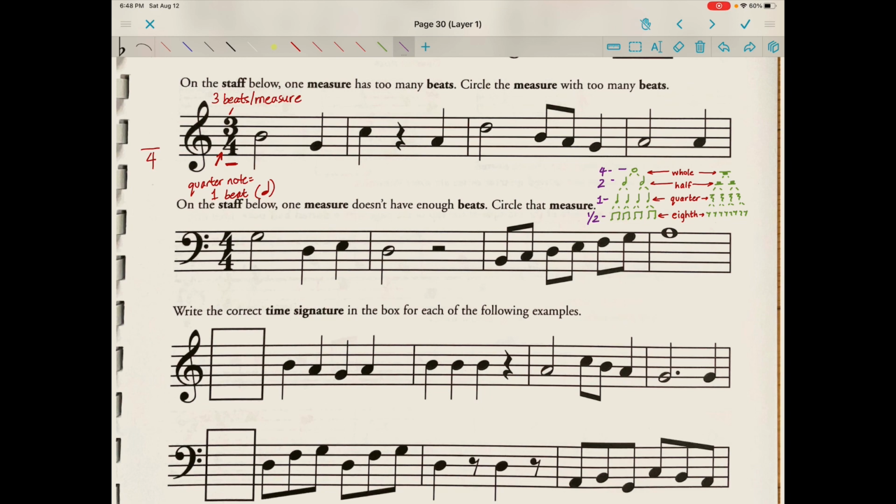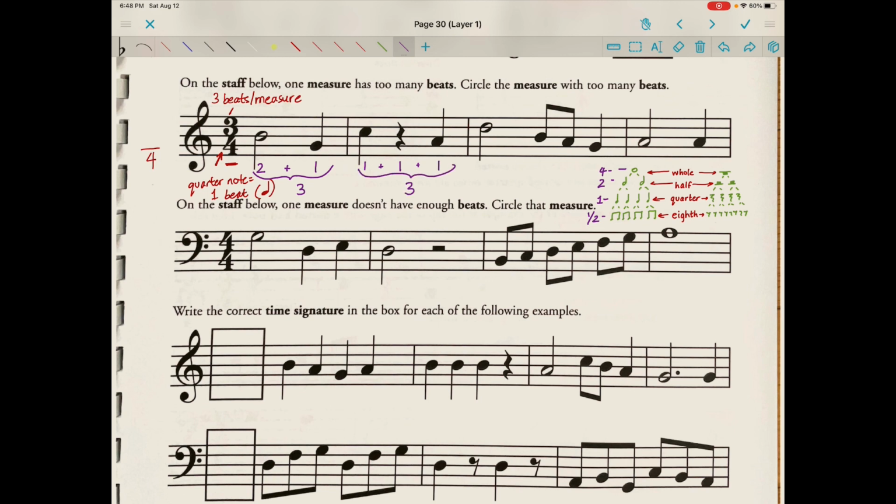We have a half note, first of all. A half note will get 2 beats, plus 1 beat for a quarter note, so that equals a total of 3. So we're good to go. That measure is fine. A quarter note is worth 1. A quarter rest is worth 1. A quarter note is worth 1. So we're also good there.